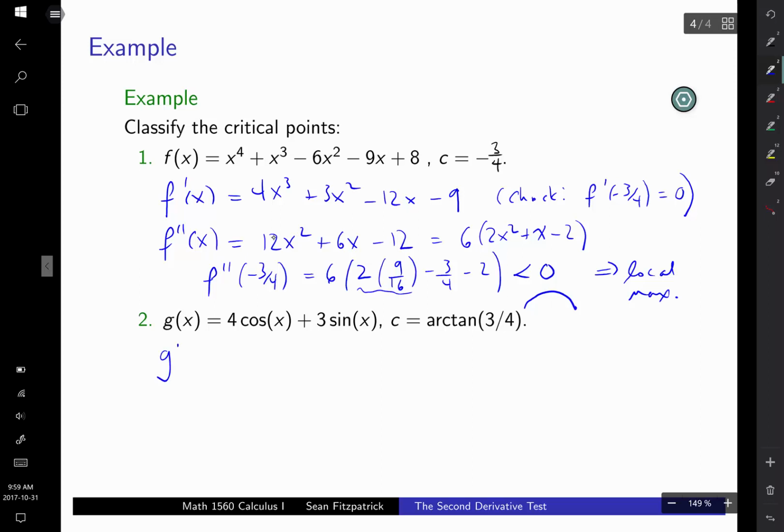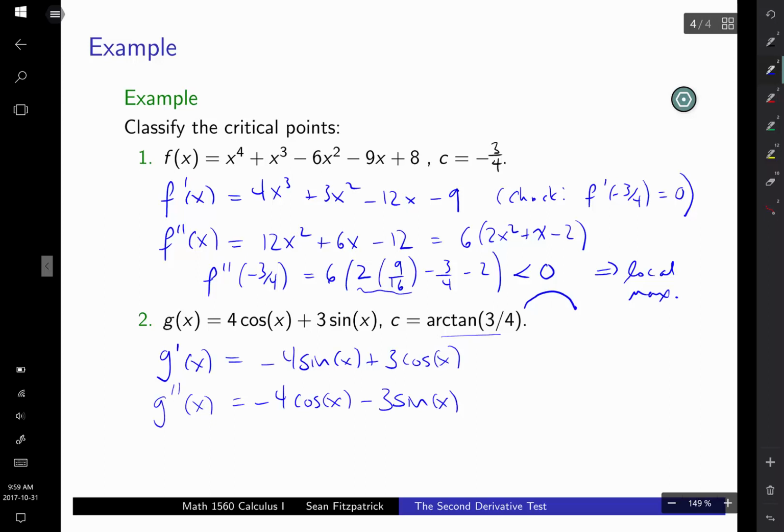Similarly here, we calculate g prime. We get minus 4 sine x plus 3 cos x, and you can check that g prime is going to be 0 at this critical number. G double prime, we get minus 4 cos x minus 3 sine x.